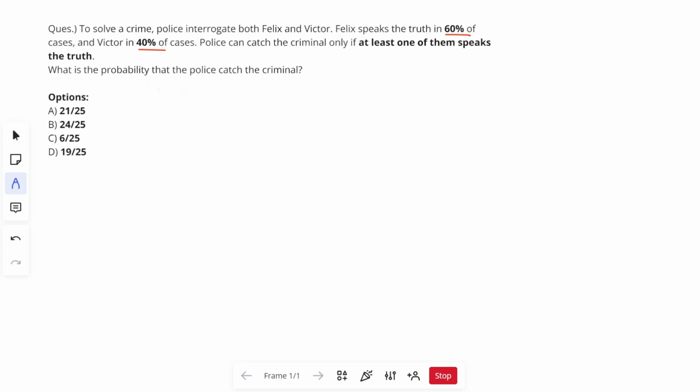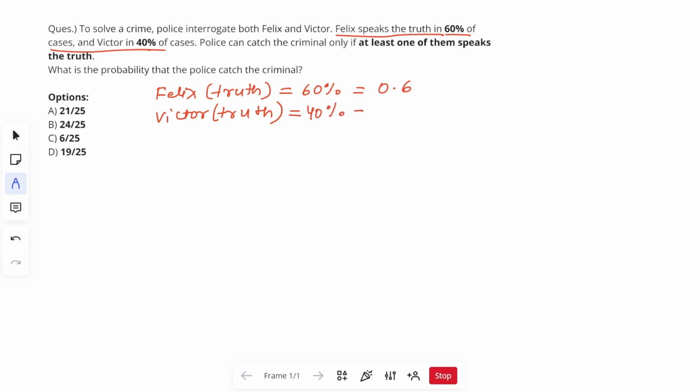Felix truth probability. Felix speaks truth with the probability of 60%, right? So 60% can be written as 0.6, that is 60 upon 100. So Felix truth probability is 0.6. In the same way, what is Victor's truth probability? This data is given in the question: Felix speaks the truth in 60% of cases and Victor in 40% of the cases. So Victor speaks the truth in 40% of the cases, which can be written as 0.4. So this is the probability of truth that we have taken.